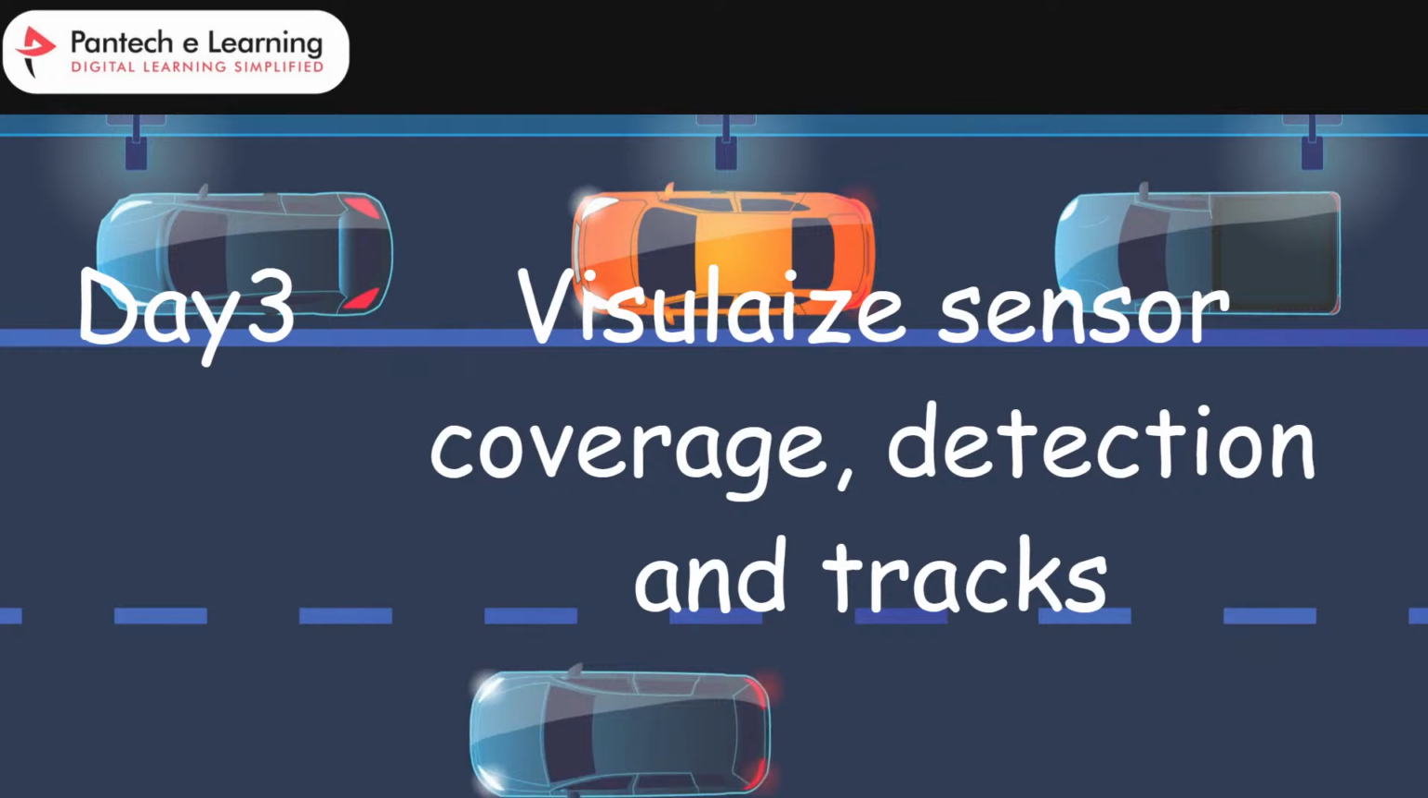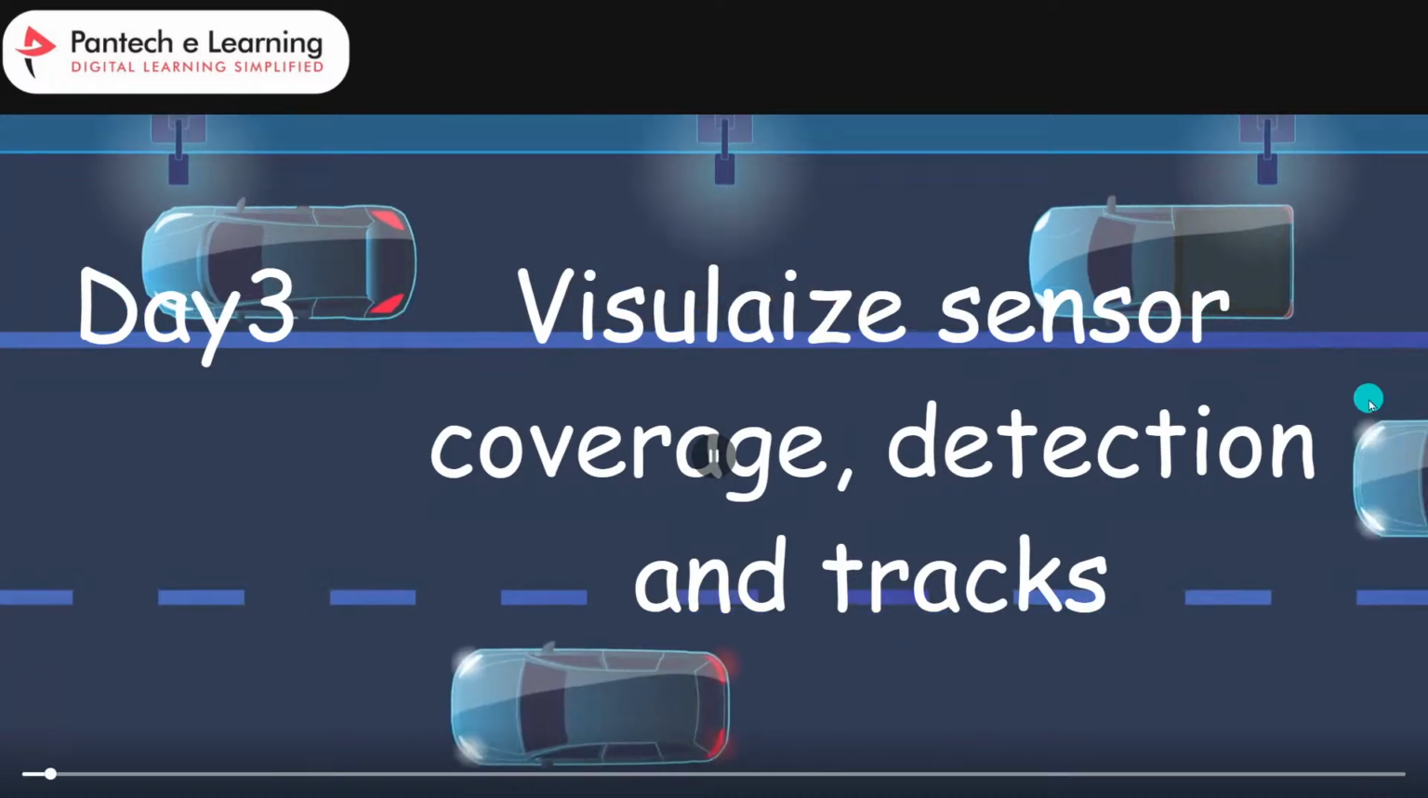And then move on to the tracks. So what are the tracks? When those things move, we draw some lines to connect those dots and see where they are going. It's like tracing their path on the map. That is what today's topic is: we are going to discuss visualizing the sensor coverage, detection and tracks.